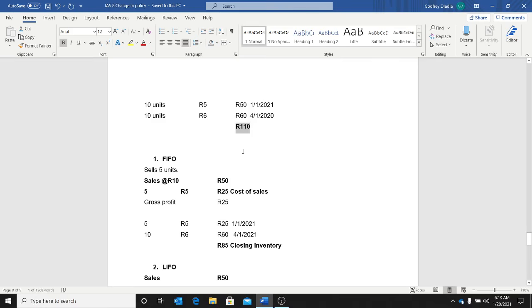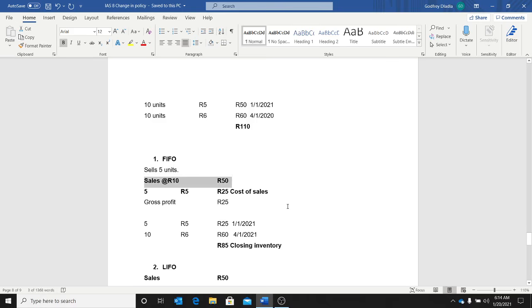Okay. Now, the method that you are going to use, remember there are quite a lot of methods of valuing inventory. Some use first in, first out, last in, first out, weighted average. There are quite a lot of inventory methods that you can use to calculate your cost of sales and your inventory on hand, right? But for this example, let's use first in, first out as number 1. Just to explain, it means first in, first out, FIFO. Right. Now, let's assume you sell 5. If you sell 5 units at 10 rand, you're going to have 50 rand. Your sales will be 50 rand.